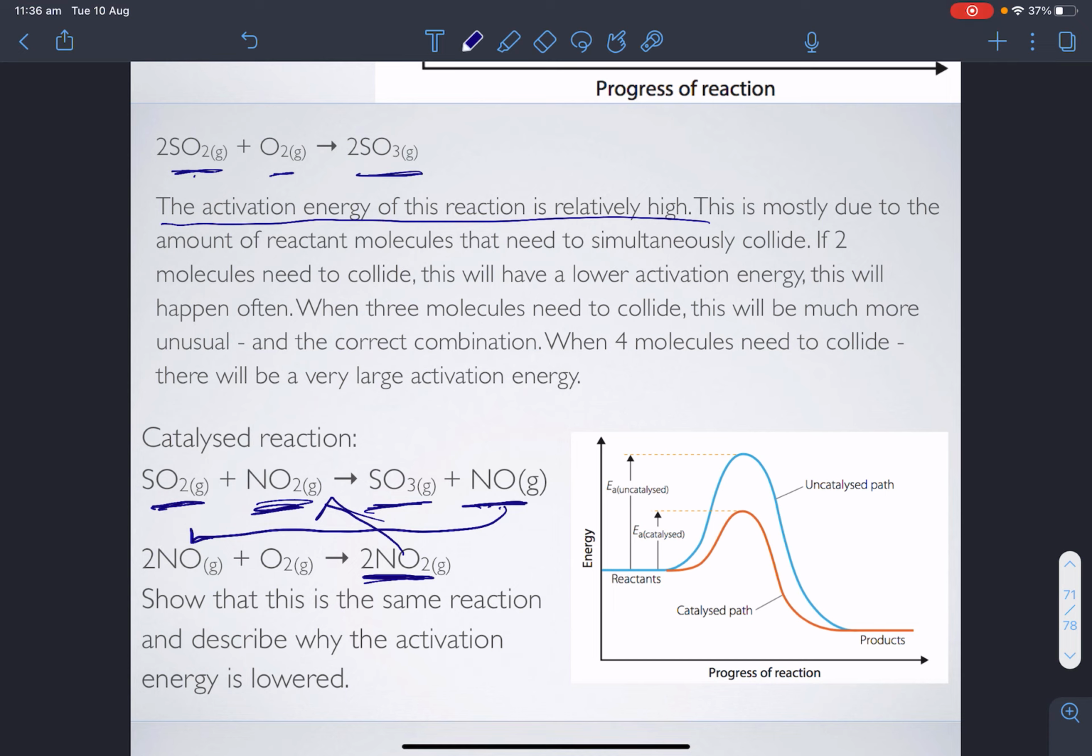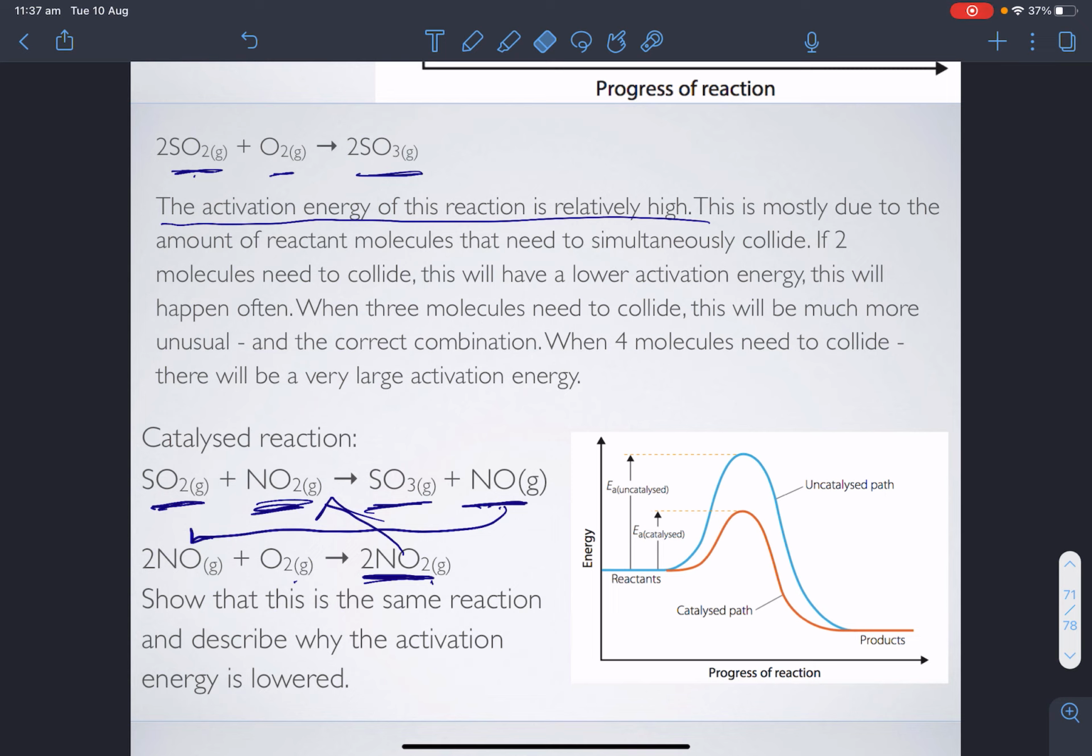So this is the same reaction, okay? If you reverse that one and add them together, you'll see that that's the same reaction. So it's just producing more. I'll do that in a second. All right, so it's the same reaction. It's just going via several different steps, kind of like what I showed in the catalyst before.